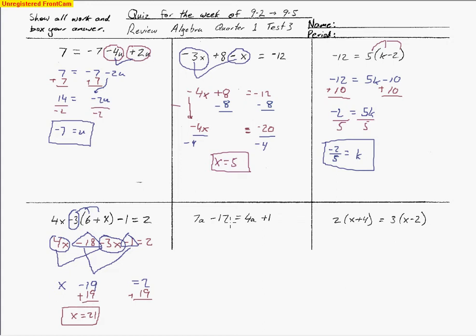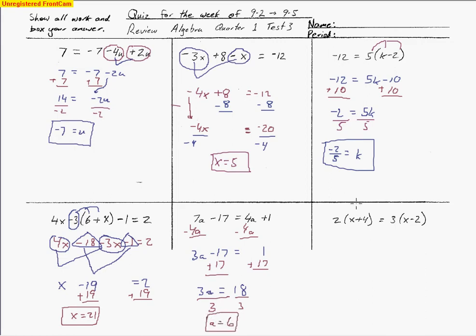Next problem is a problem with variables on both sides of the equal sign. So I'm going to move the variables to one side. So when I do that, I collect the variables together. I have now 3a minus 17 equals 1. So now it's just a two-step equation. So I have to first add the 17 to both sides. And that leaves me with that 3a equals 18. So from there, all I have to do is divide by 3 on both sides. And I have my answer, a equals 6.